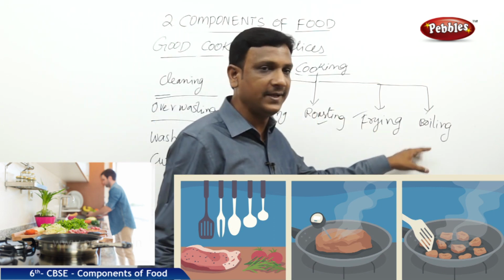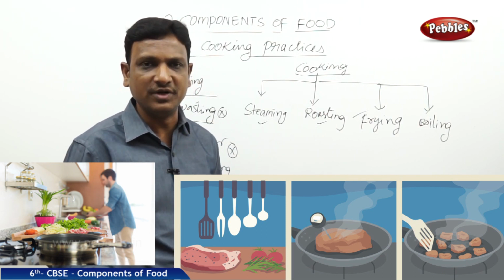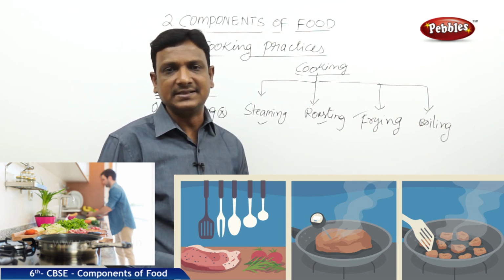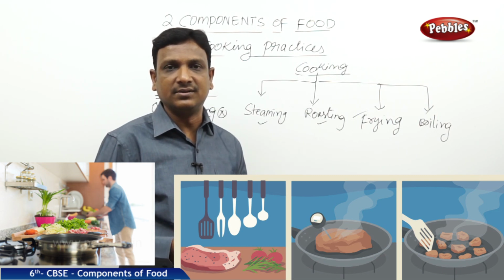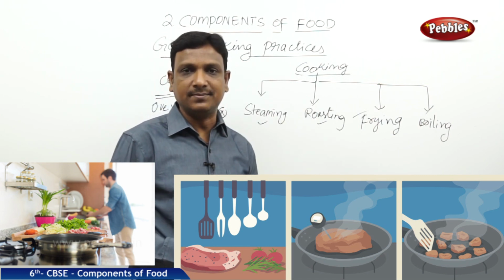The next one is boiling. So many items you can boil. As I told you, potato, sweet potato, groundnut, rice, a number of items can be cooked by boiling in water or in steam. So that is the best practice.